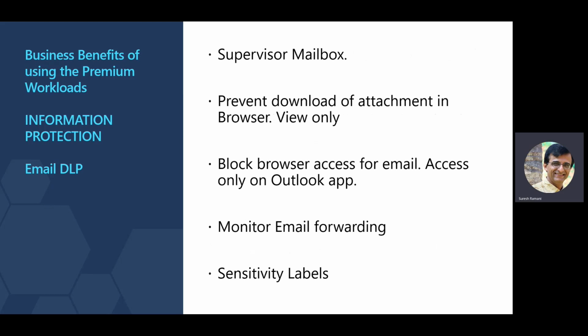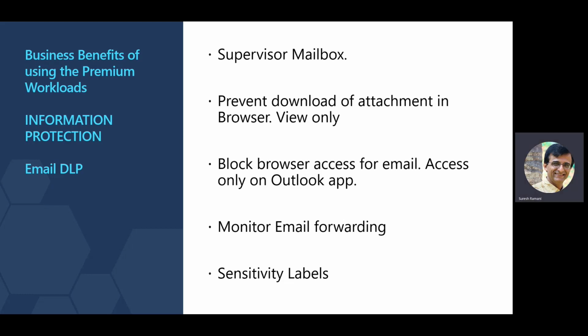Next is supervisor mailbox. All messages can be copied to this account, or just those sent internally or externally. This feature is very useful in preventing data leakages via email. Next is prevent download of attachments in browser, view only. The administrator of Exchange Online can configure additional rules for users by which when the user opens the browser to access email, he'll see email messages. But if the user tries to download the attachment, the system will give a message: you do not have permission to download.